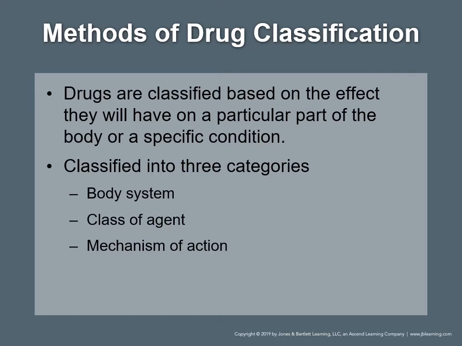The body system is categorized by the system affected by the drug. Understanding which systems are affected by which drugs will help you make the appropriate decisions for patient care. The class of the agent tells how the medication affects the system, and the mechanism of action is the particular action by which the drug creates its desired effect on an organism.